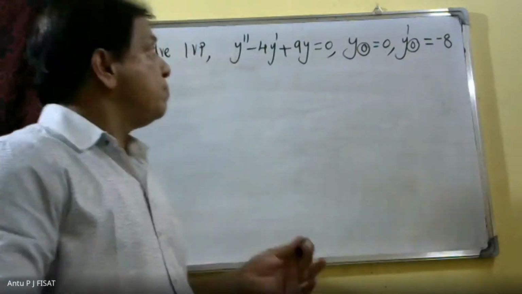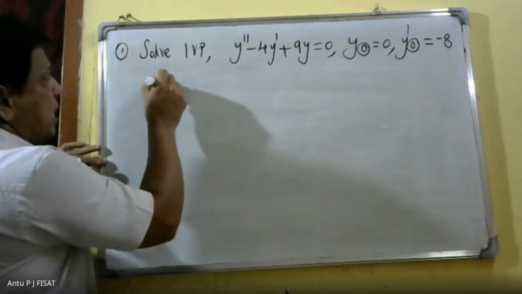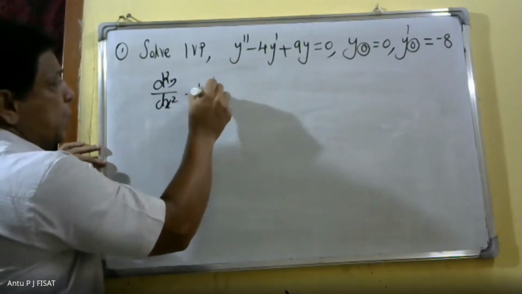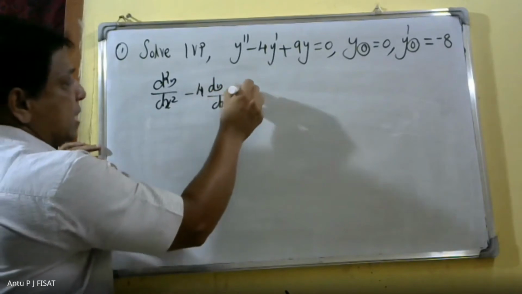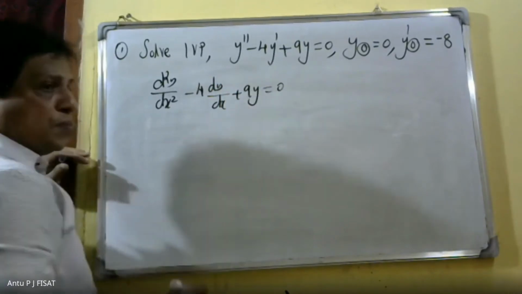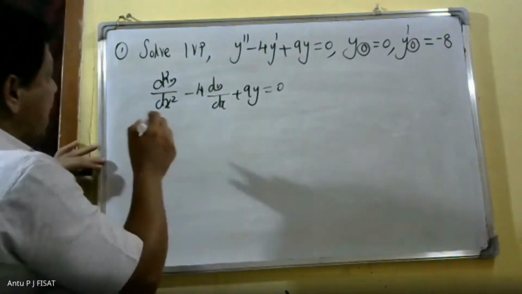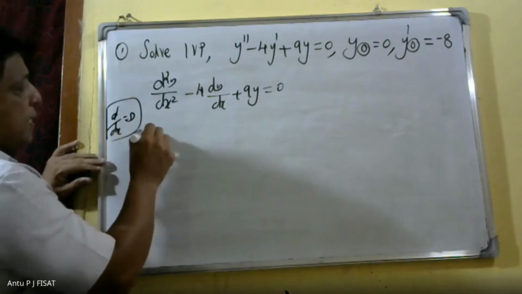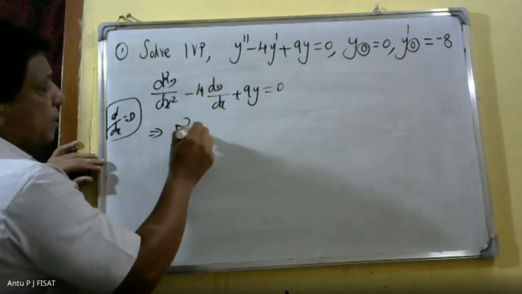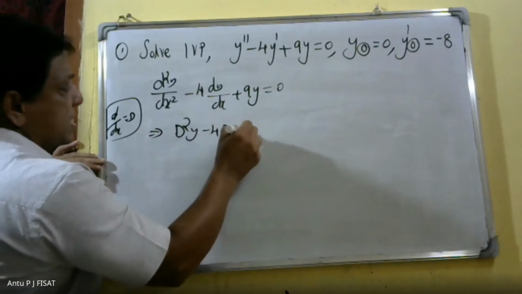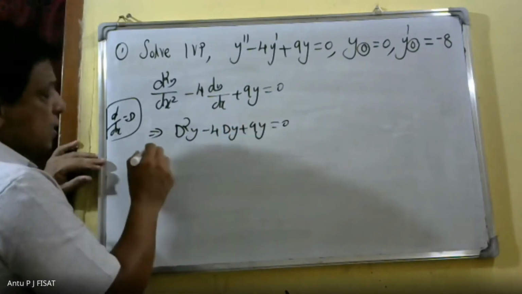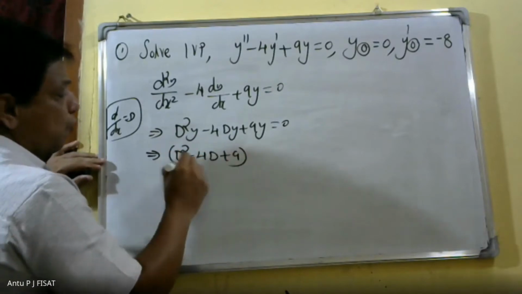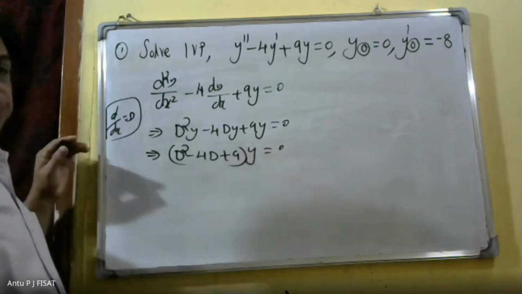To solve this problem, first we write y double dash, d square y by dx square, minus 4 dy by dx plus 9y is equal to 0. Then we write the symbolic form. To write the symbolic form, we take d by dx as D. Then it becomes D square y minus 4 Dy plus 9y is equal to 0, that is, (D square minus 4D plus 9) y equal to 0.